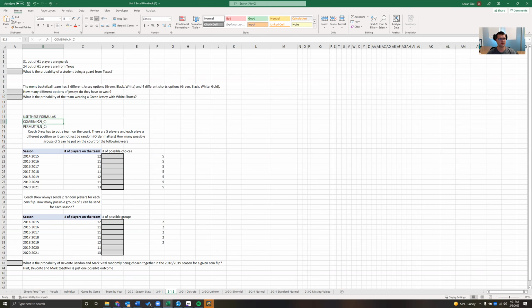And then coming down here, you can use these Excel formulas. So Coach Drew has to put a team on the court. There are 5 players, and each plays a different position, so it cannot be random. Order matters. How many possible groups of 5 can you put on the court for the following year? So what this is saying is that there are a total of 12 players for the 2014-2015 season.